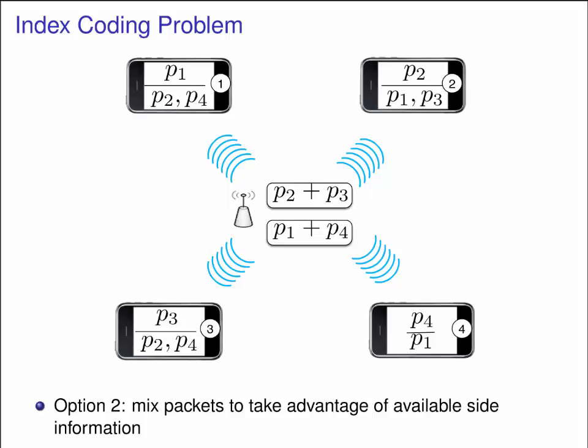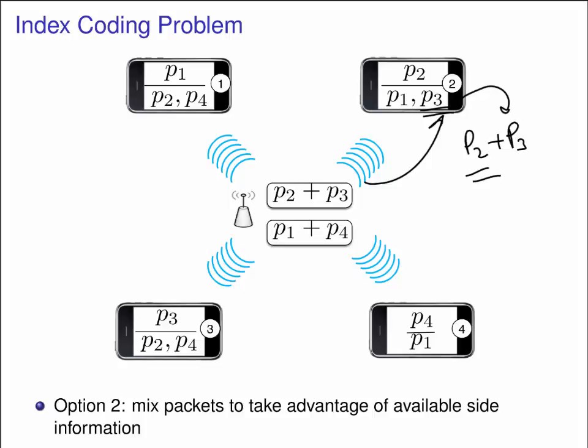As we see, the first transmission will satisfy client number 2, because client number 2 will be able to use the side information P3 to obtain packet P2. Again, it will receive P2 plus P3. And in this index coding problem, we assume that the broadcast channel is lossless. So client number 2 will receive P2 plus P3, substitute P3, and get P2.